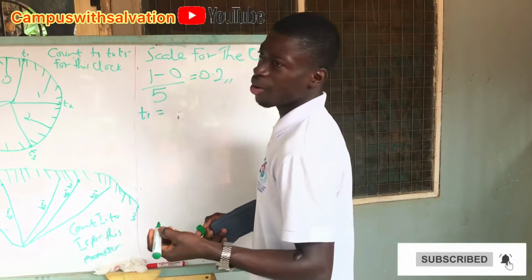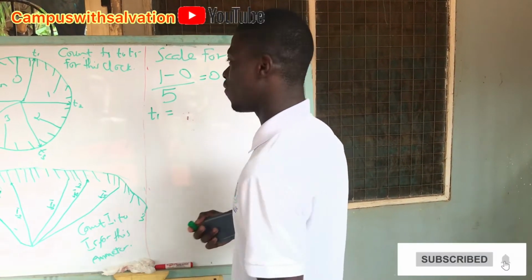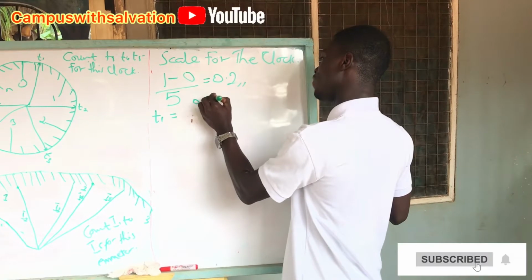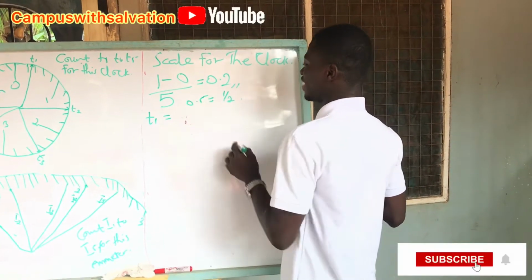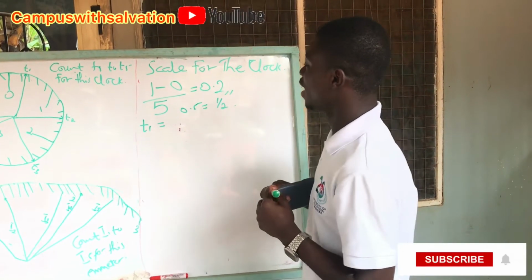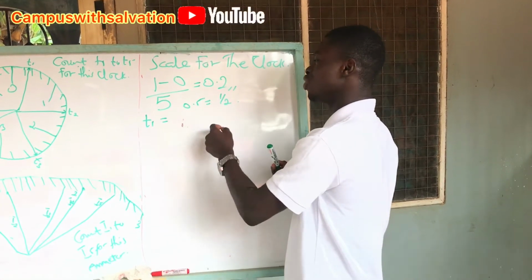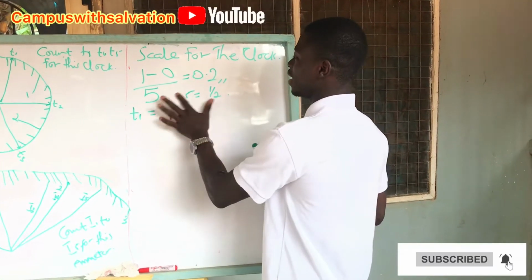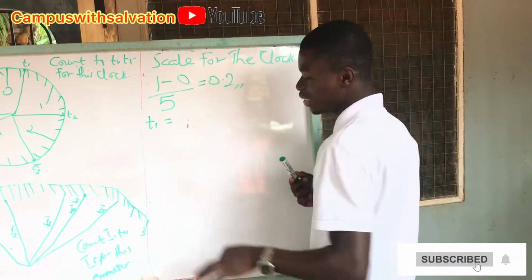0.5 is the same as half. 0.5 is equal to half. This and this are the same. So if I said 1.5, I can also say one and a half. Yeah, it's very simple. So let's proceed.